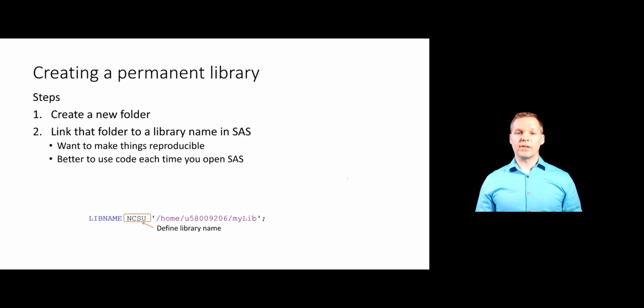So the first thing you give it is the library name that you want to use. And this needs to be 8 characters or less. And then you give it the path to the folder that you want SAS to associate with that library name. And that's it. If you run that, you will then have a library that you've created.